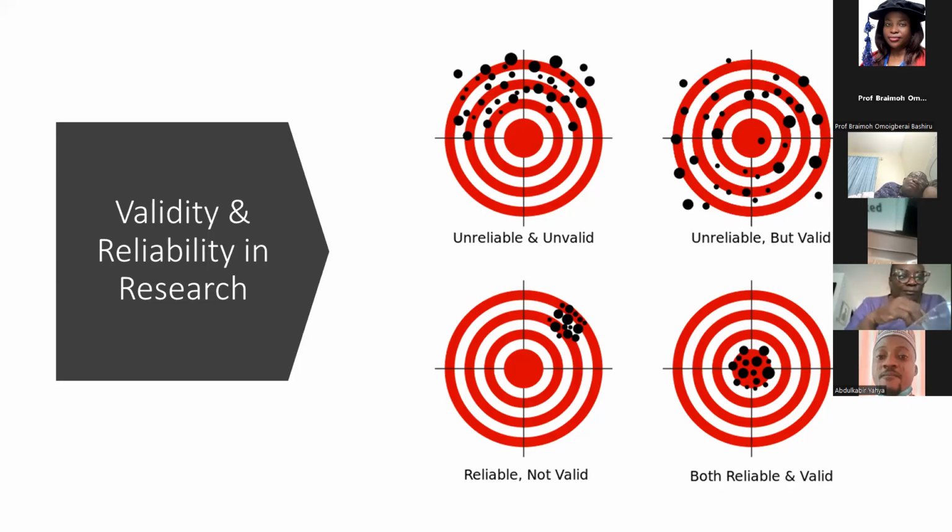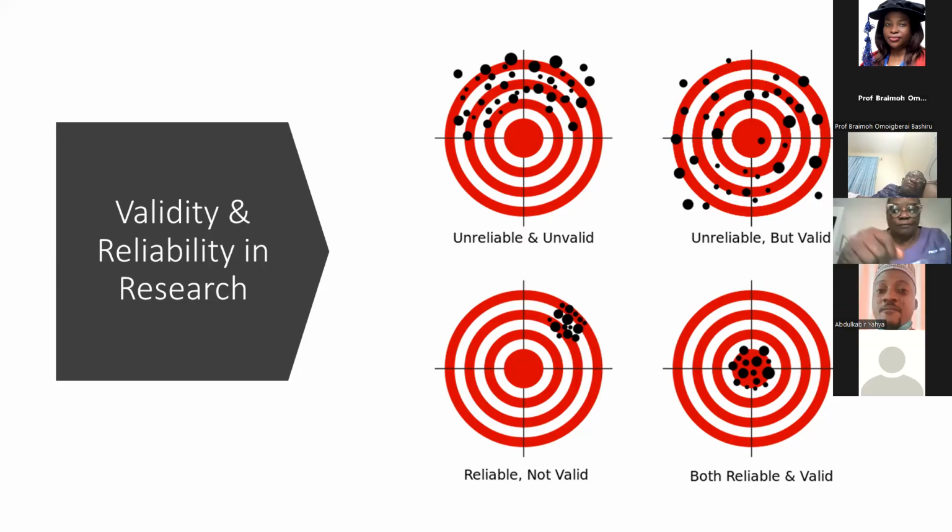If you look at the one directly above it, you see that they are both unreliable and invalid. So no one is hitting the bullseye. None of the studies are approximating the truth or the reality of that situation in the population. And at the same time, you're getting results from different studies that are all over the place, some negative, some positive, everywhere.